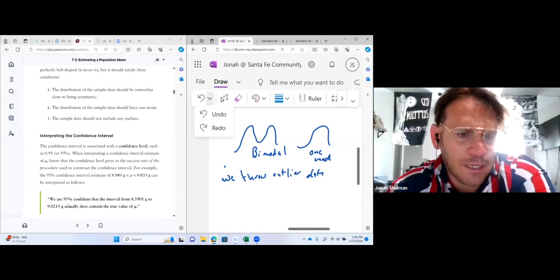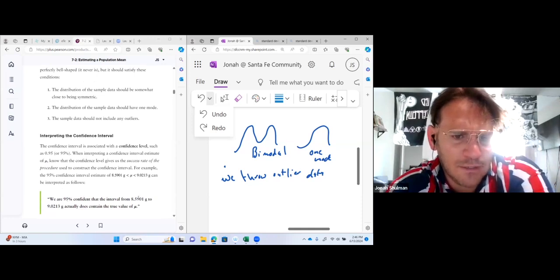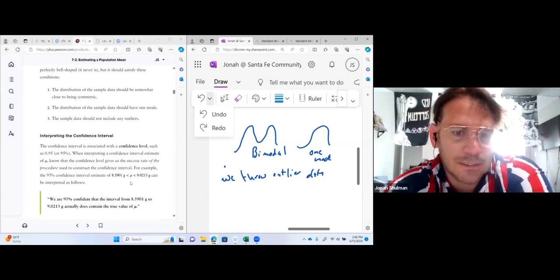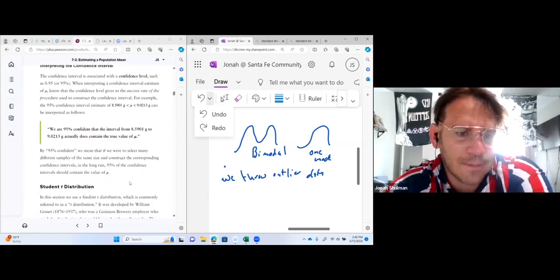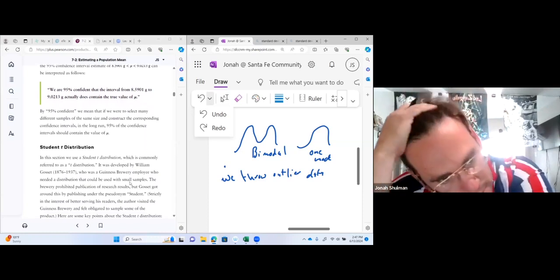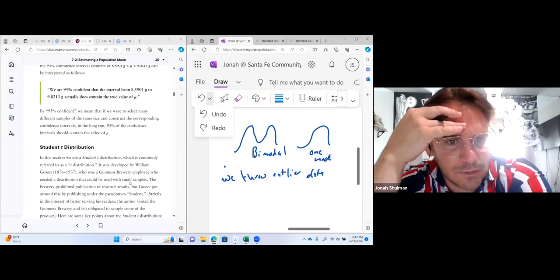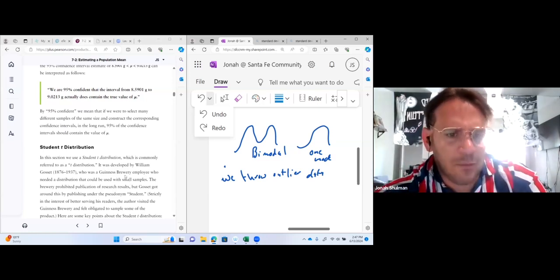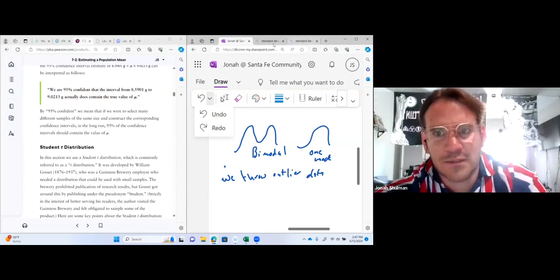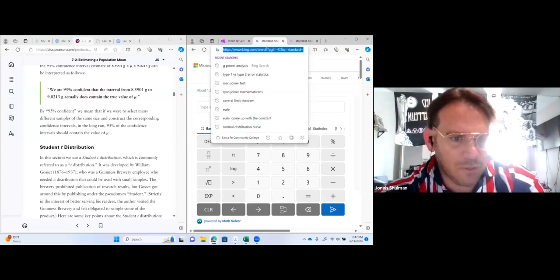We're 95% confident that the interval from 8.591 to 9 actually does contain the true value of the mean. It's just a success rate. That's what it means. And finally, in this section, we use a student t-distribution, commonly referred to as a t-distribution, developed by Gossett, a Guinness Brewery employee who needed a distribution that could be used with small samples.